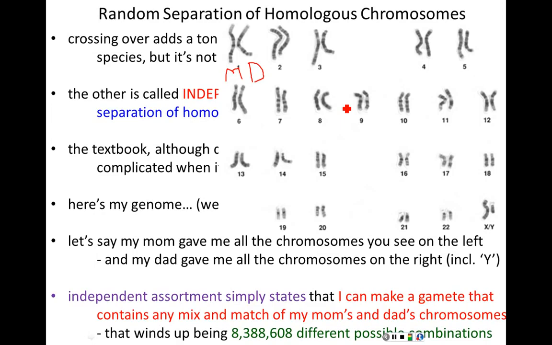It winds up being 8,388,608 different possible combinations of gametes you can make by just independently assorting mom's and dad's chromosomes. And listen to this. That doesn't take recombination crossing over into account at all. That's 8,388,608 different possible combinations without any recombination or crossing over.